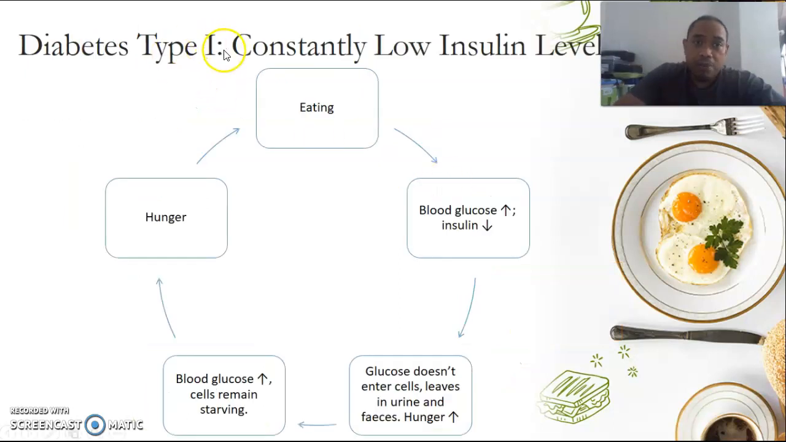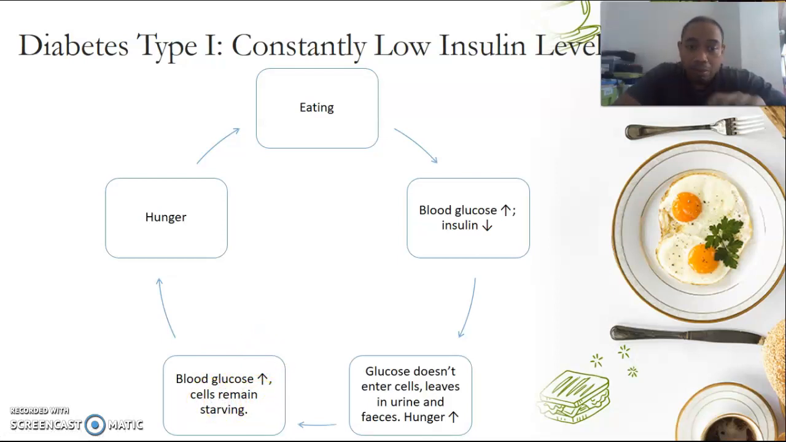For those with diabetes type 1, these are people with a constantly low insulin level. So even after they eat, the blood glucose will be high because they put sugar in their blood, but the insulin level will be low. In this case, the glucose doesn't enter cells and digestion doesn't happen. So the glucose will be left in urine and feces. The hunger will be higher, but the nutrients are not technically absorbed. So the blood glucose will be high, but cells remain starving.